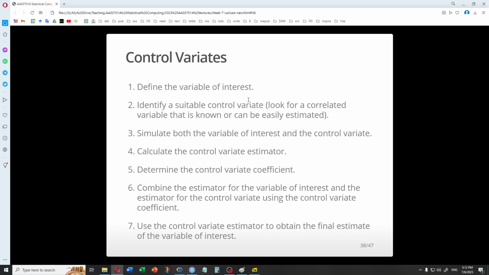So what are the steps involved in using the control variate? First, you define the variable of interest, and then we identify a suitable control variable. Usually we look for a correlated variable which is known and can be easily estimated. Then we simulate both the variable of interest and the control variate, calculate the control variate estimator, determine the control variate coefficient, and combine them. Then we use the control variate estimator to obtain the final estimate of the variable of interest.